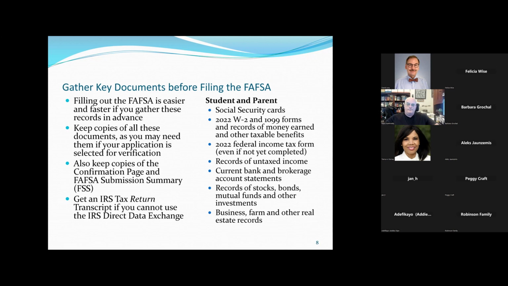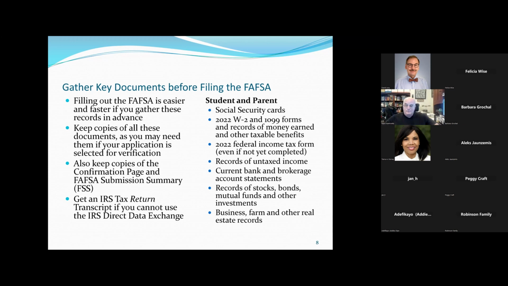What else will be helpful? A copy of your Social Security card and a copy of the student's Social Security card. When information is being entered on the FAFSA, it will ask for the student's name exactly as it appears on their Social Security card. And we want the student and parent to indicate their Social Security number, again, as it is listed on the Social Security card.